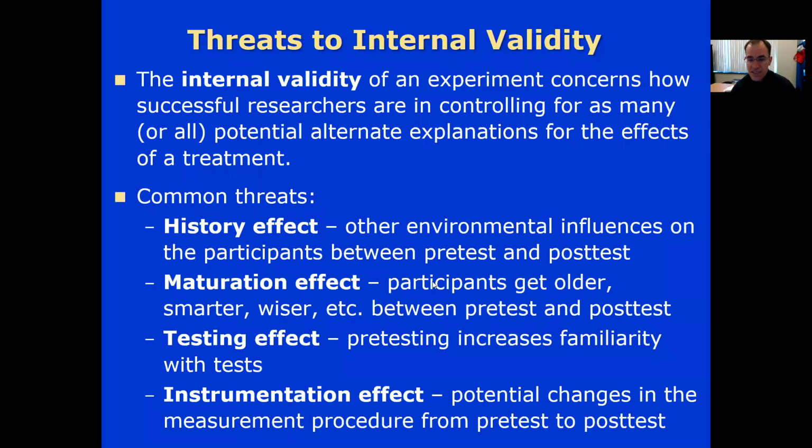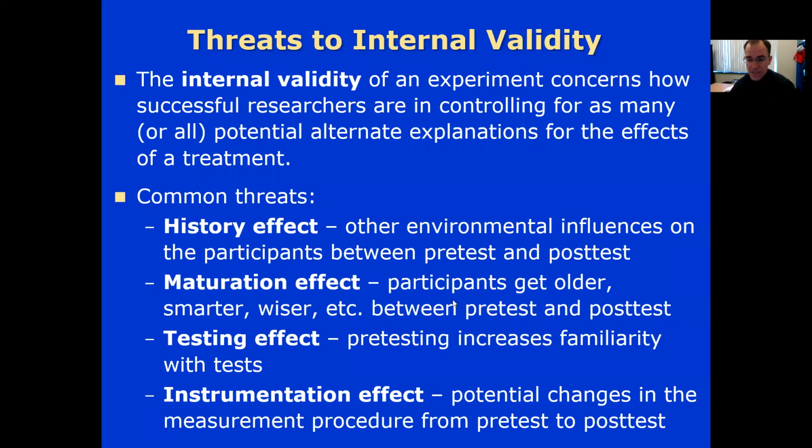The first common threat is the history effect, or other environmental influences on the participants between pre-test and post-test. So if you're in a community, for example, and you're doing a particular intervention, there might be some other program happening in the community that your participants are exposed to that might be contributing to the outcome. It would be difficult for you to control for this, but it could affect the outcomes and have nothing to do with your treatment. So trying to prevent other environmental influences on the participants from the time they begin the study to the time they end the study is going to be very important.